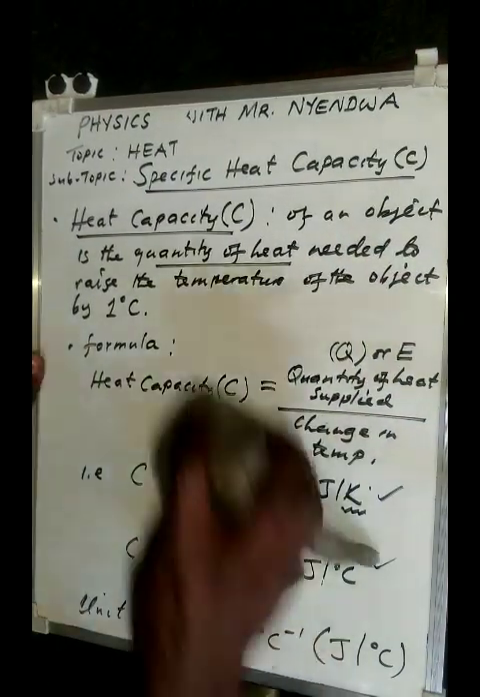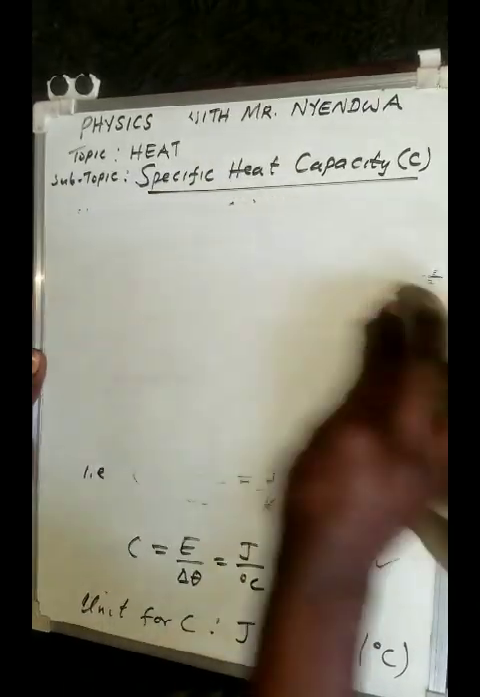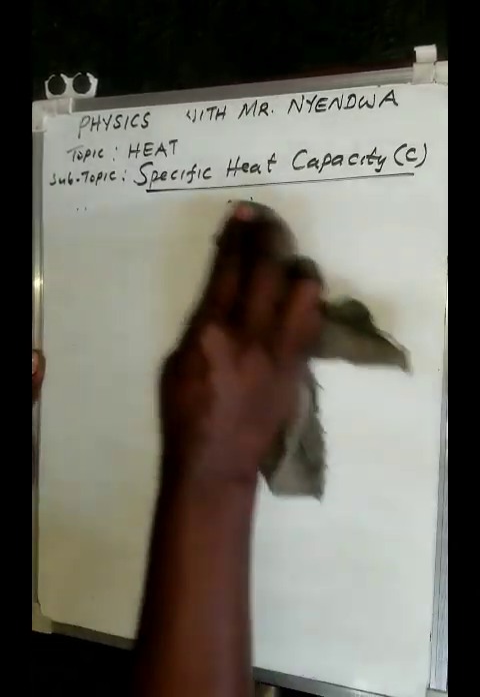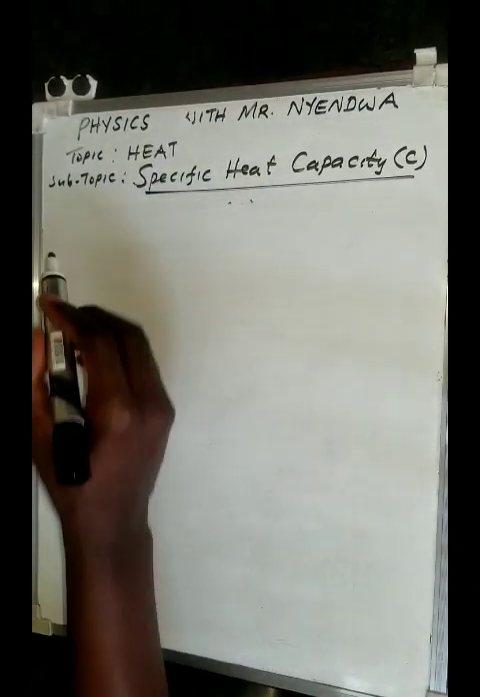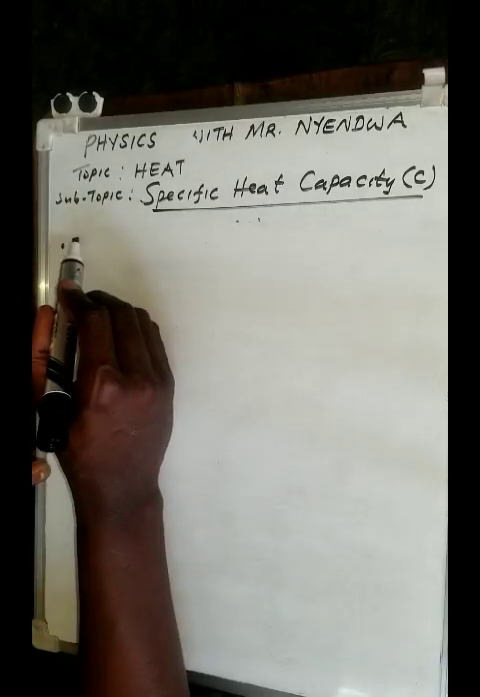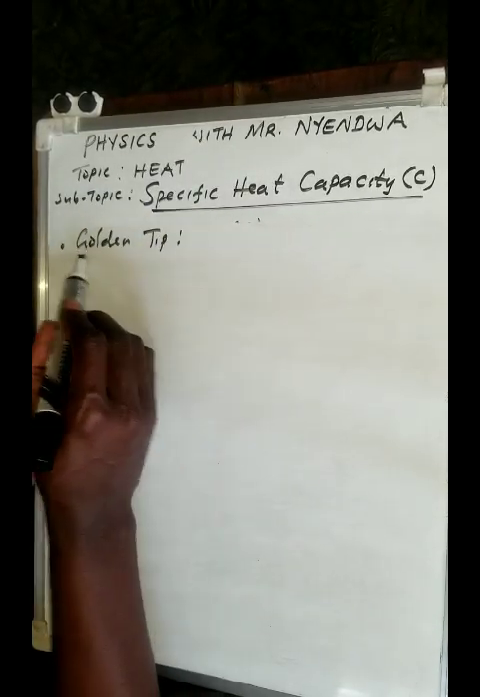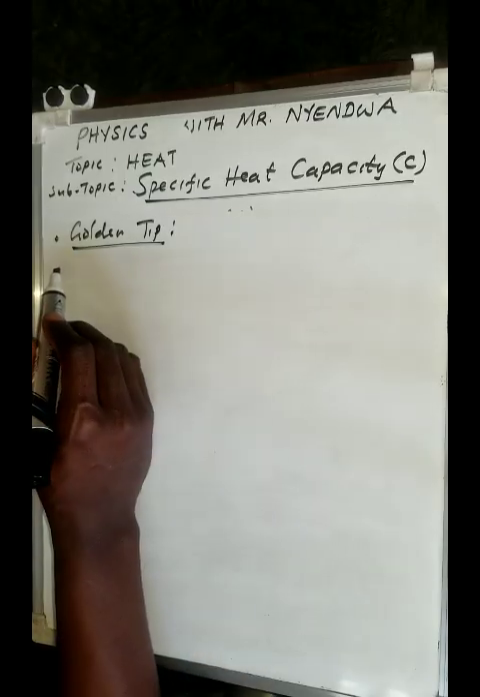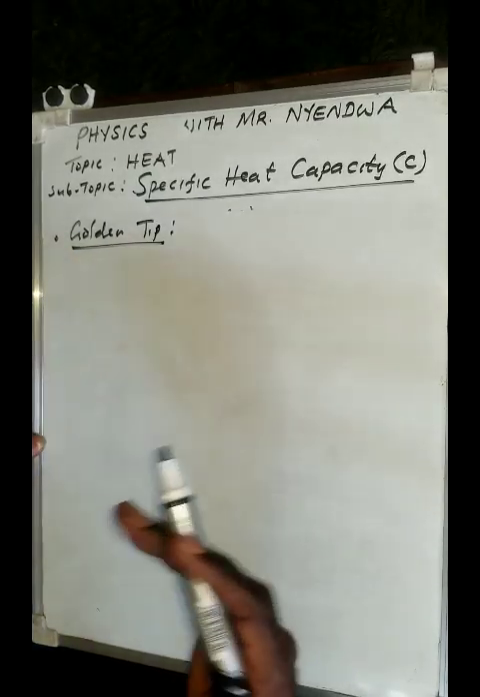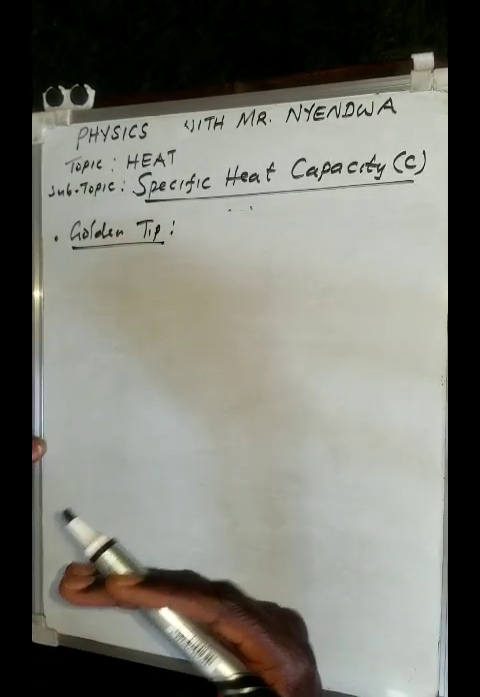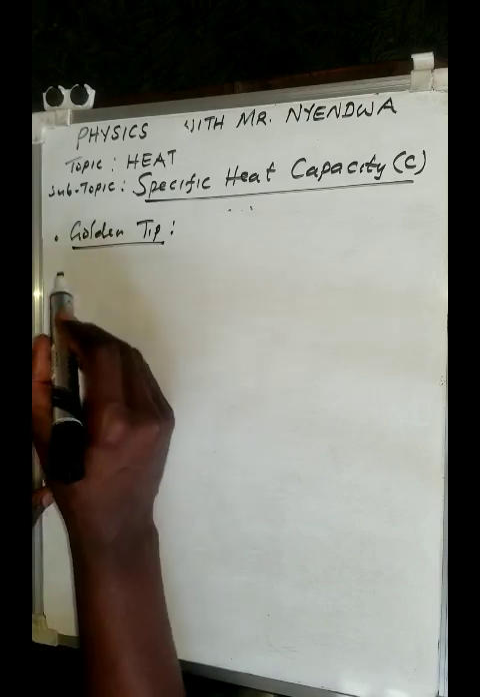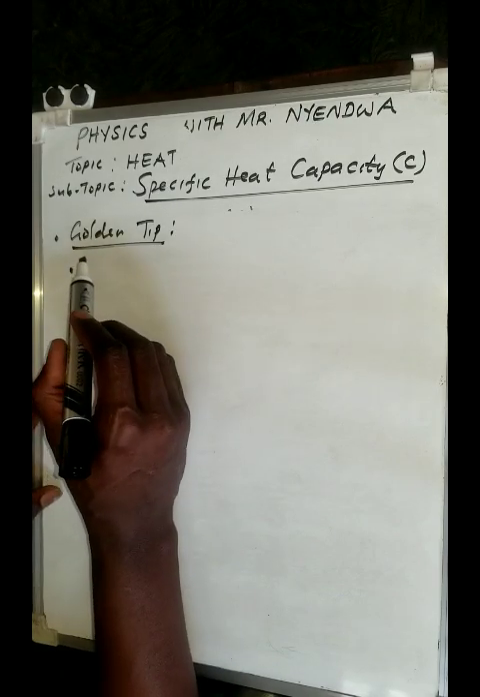So now, in summary, when I talk about heat capacity, let me call this a golden tip that you people need to remember. It simply means that the heat capacity of an object increases when the mass of an object increases. Very important that you get that.